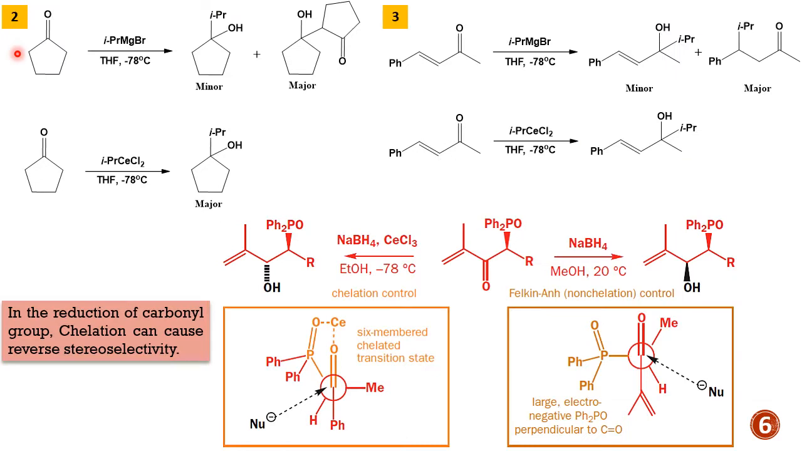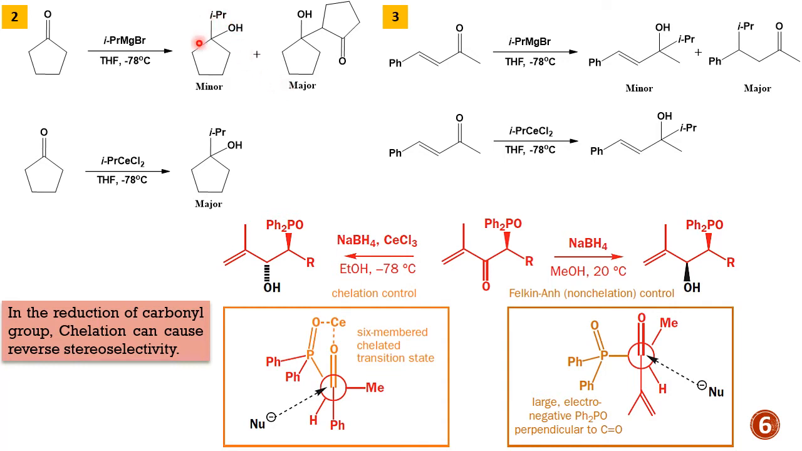In the second given example, in the case of a Grignard reagent, if the alkyl group is bulkier, then it acts as a base rather than as a nucleophile. It abstracts the proton from the alpha position and results in the formation of the enolate. And then that enolate reacts with the remaining starting material and results in the formation of a mixture of products. One is the minor product and the second one is the major product.